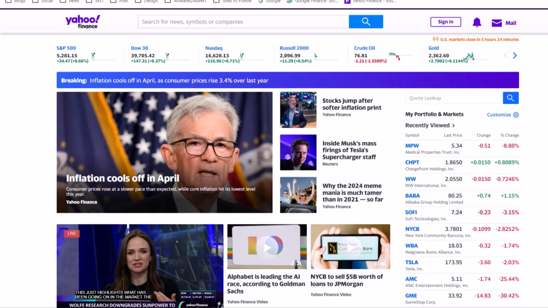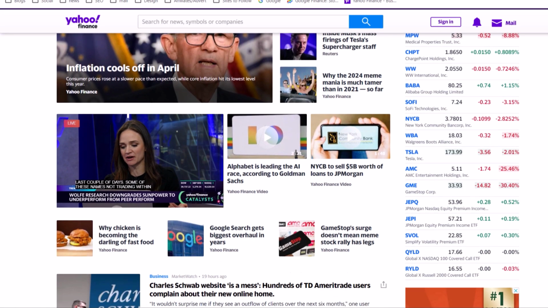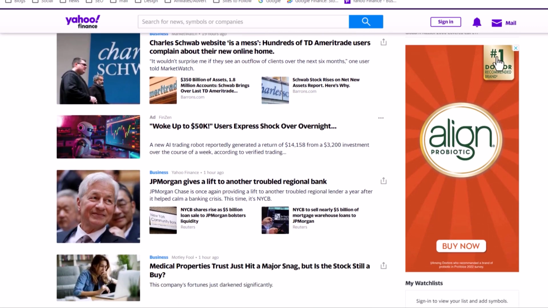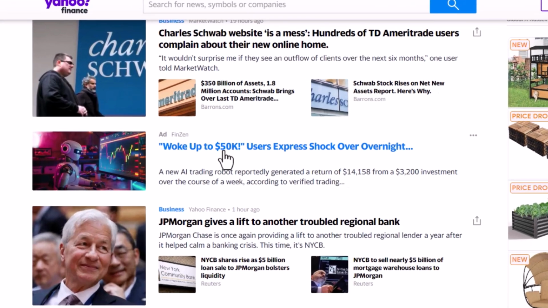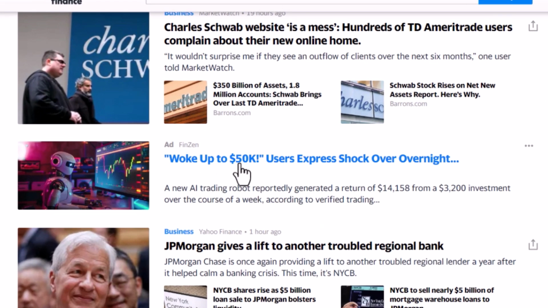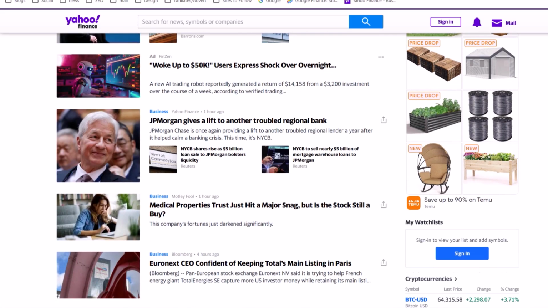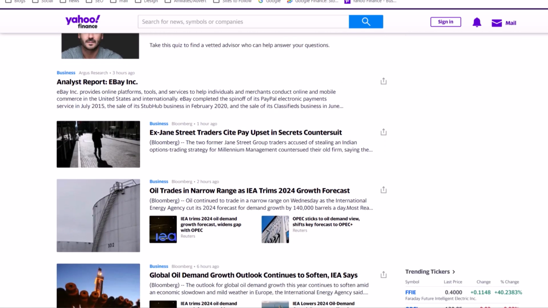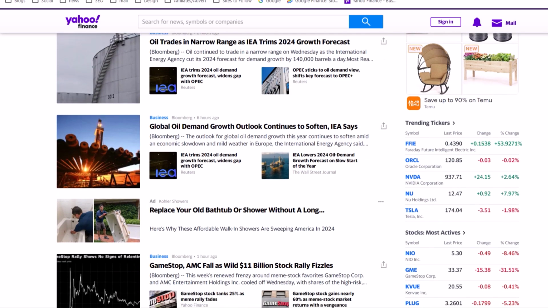One of the biggest problems investors have, especially beginner investors, is sorting through all the so-called news you find online. You scroll through Yahoo Finance and besides just the plain ads like, ooh, a new AI trading robot that can make me $50,000 overnight, tell me more. But even beyond the obvious spam like that, a lot of these articles are just clickbait written by bots to sell you into their newsletter or a subscription service.